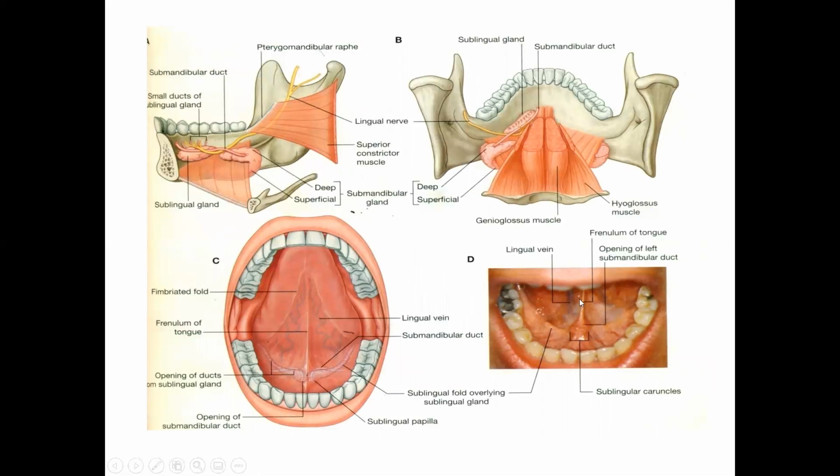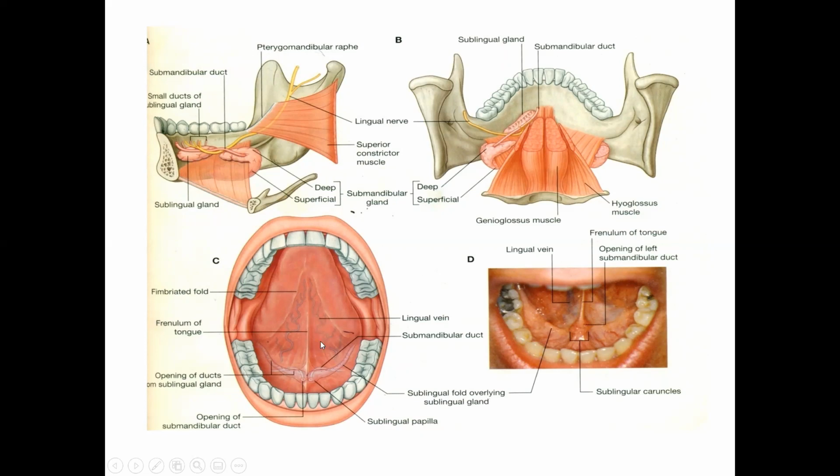Now you can see here, this is the inferior surface of the tongue. The tongue is connected with the mucous membrane of the floor of the oral cavity by a mucosal fold. This fold of the mucosa in the midline that connects the inferior surface of the tongue with the floor of the oral cavity is known as the frenulum of the tongue. Just lateral to the frenulum of the tongue, you can see here another structure.